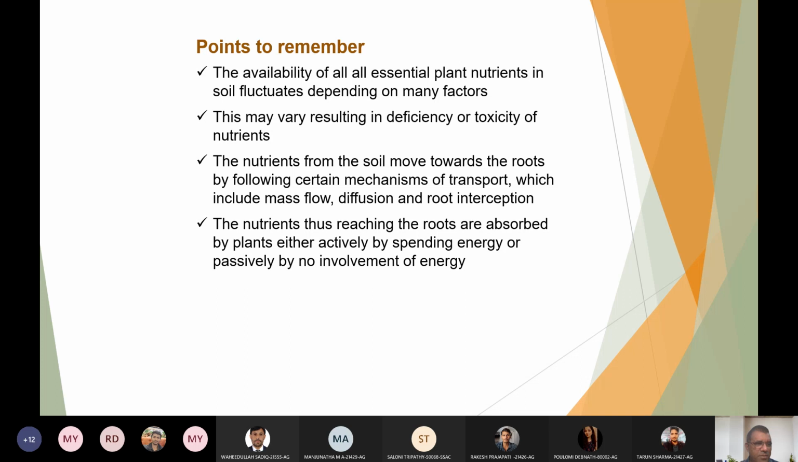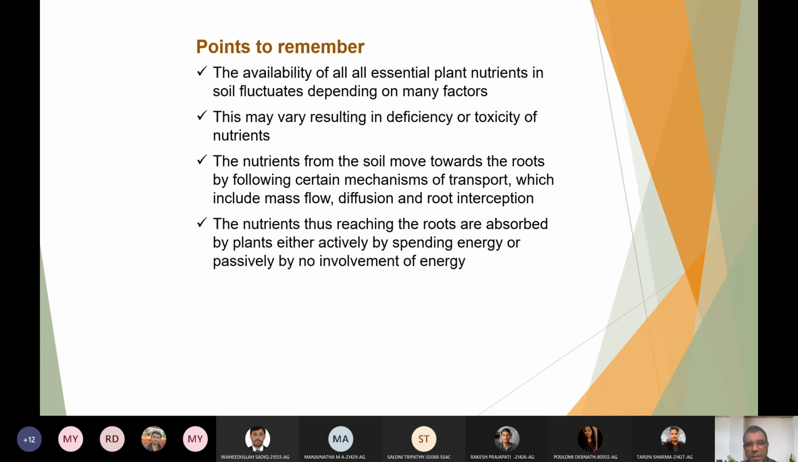And then lastly, points to remember: the availability of all essential plant nutrients in soil fluctuates depending on many factors. So availability of nutrients is affected by many factors, no doubt about it. This may vary, resulting in deficiency or toxicity of nutrients. The nutrients from soil move towards the root by certain mechanisms of transport, which include mass flow, diffusion, and root interception. So these three mechanisms are clear to us. The nutrients thus reaching the roots are absorbed by plants either actively by spending energy or passively with no involvement of energy.